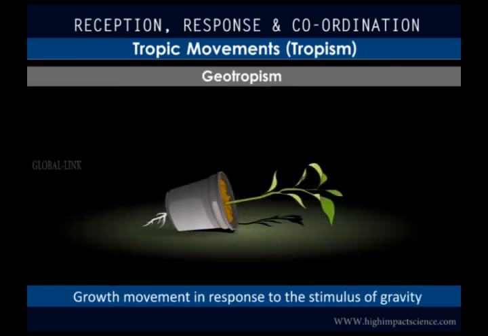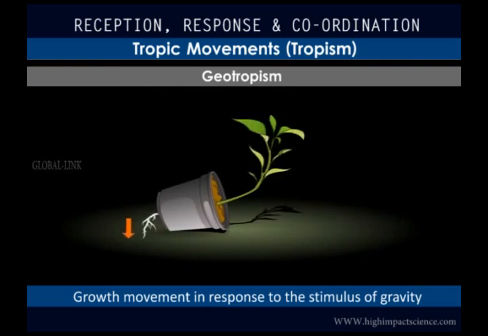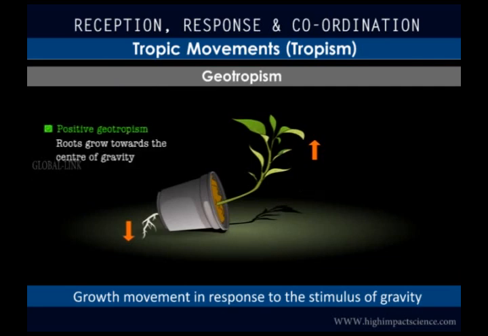The potted plant is then placed horizontally for a few days. It is found that the roots have grown downwards towards the gravitational pull. The shoots on their part have grown upwards against the gravitational pull. Plants' growth movement in response to the force of gravity is called geotropism. The roots exhibit positive geotropism, which allows them to obtain water and nutrients from the soil, while the shoots exhibit negative geotropism.